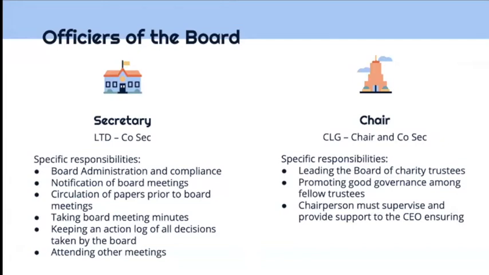The second officer role within the board is that of the chairperson. The chairperson is required for a CLG, and they have responsibilities that include leading the board of your organization and promoting good governance across the board members. So they would be focused on ensuring the smooth running of meetings, so that everybody's included, and everybody has an opportunity to feed into the meeting.